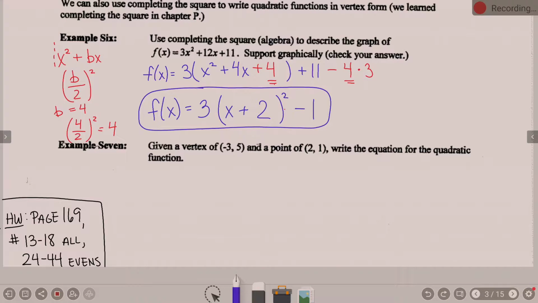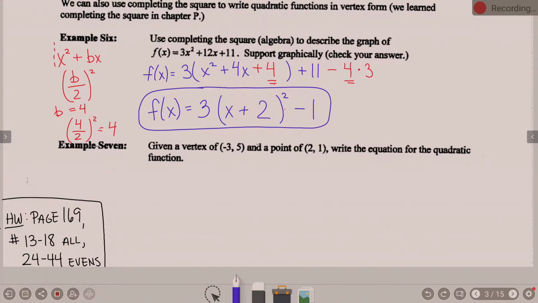Okay, so if I graph the original, which was 3x squared plus 12x plus 11. And then if I graph my vertex form, 3 parentheses, x plus 2 squared minus 1. The idea of confirming graphically is that these two graphs should be the same. And if they're not, we did something wrong. Here's my first graph. There's my second graph tracing it. Okay, so that's my confirm graphically there.